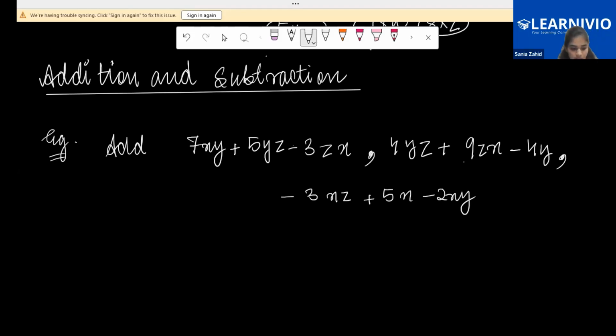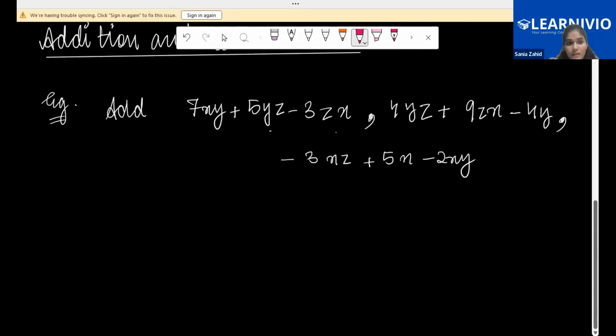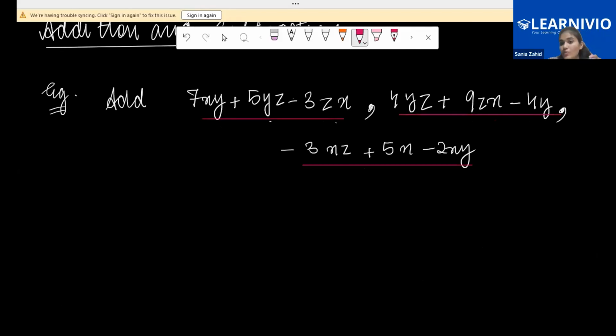It's only the question: 7xy plus 5yz minus 3zx, minus 4yz plus 9zx minus 4y, minus 3xz plus 5x and minus 2xy. Okay, look here now. So how do we come to the solution for this question? You will first look at how many expressions I have here. 1, 2, and 3. So I have a total of 3 expressions. So now I'm going to solve it by column method. So I'm going to make columns.